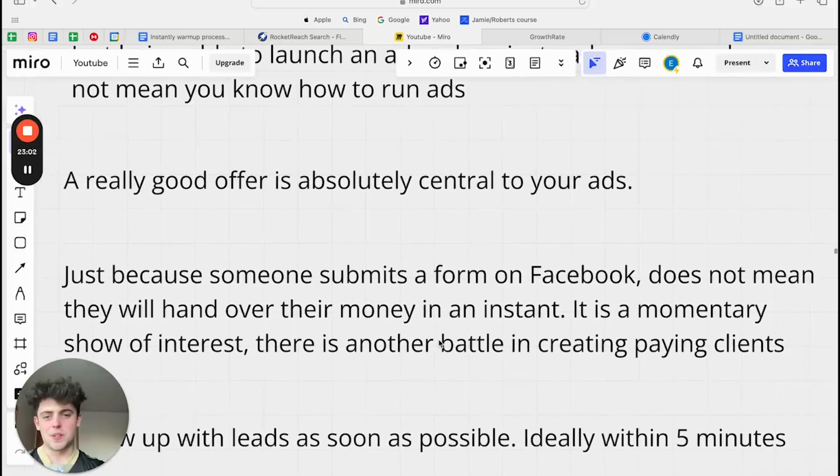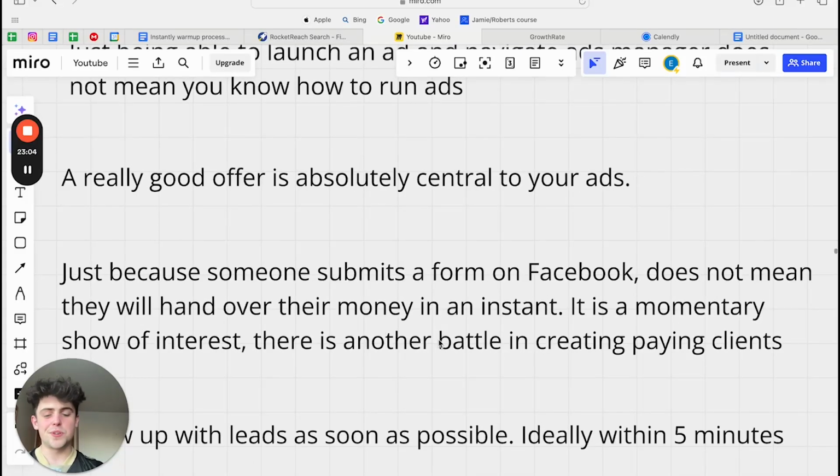Just because someone submits a form on Facebook does not mean they will hand over the money in an instant. This is very important because people don't understand this, and they will missell their ad campaigns. They'll say, "Oh, I'll get you these high quality leads, we'll sign all these clients." This is like a marketer working with a client. They say, "We'll get you this, we'll get you that," and then they launch the campaign, and the client starts seeing all these leads coming in and thinks, "Oh yes, we're going to sign so many clients."